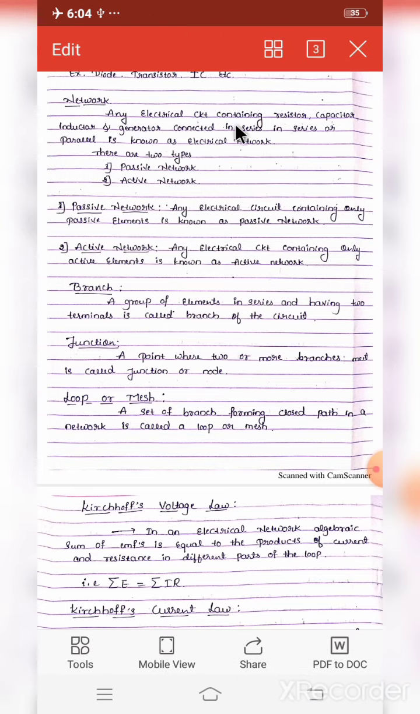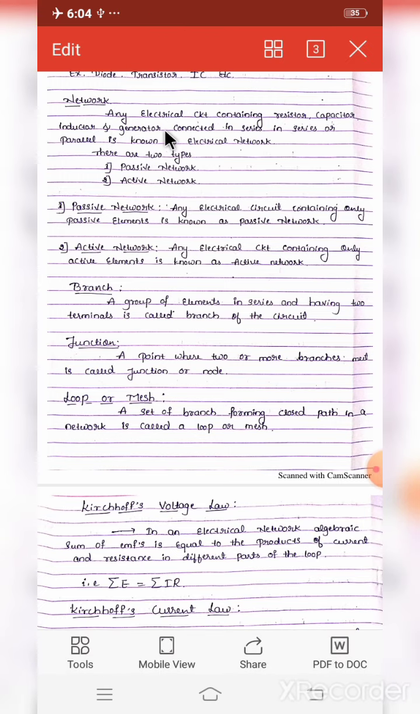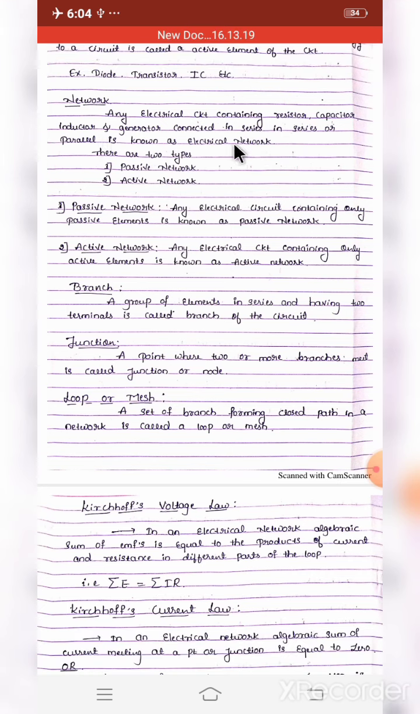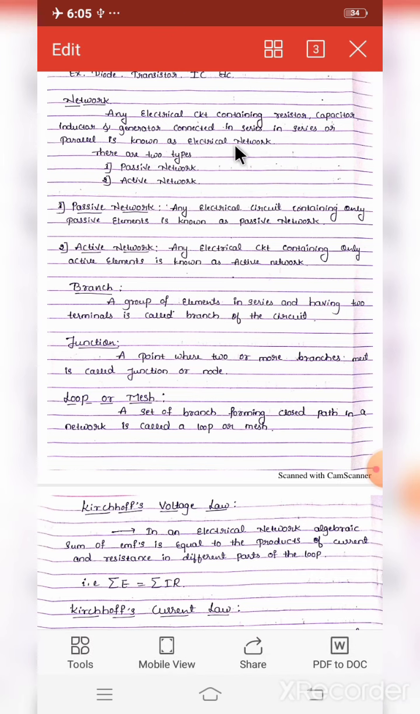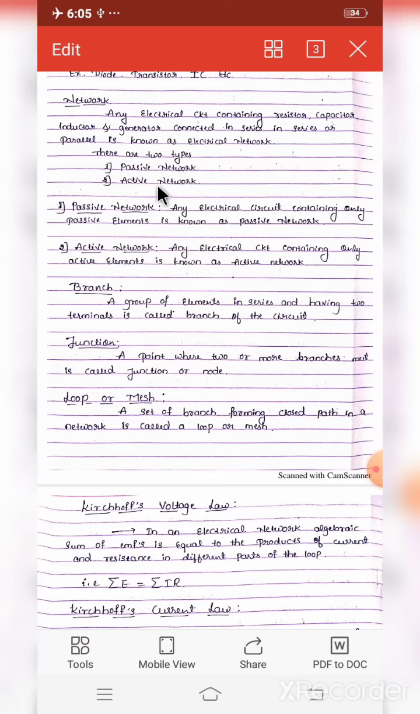Any electrical circuit containing resistor, capacitor, inductor and generator. Already all of you are familiar with the resistor, capacitor, inductor and generator connected in series or parallel, which is known as an electrical network. Resistors connected in series or parallel are known as a network, similarly for capacitors and inductors. There are two types of network: one is the passive network, another is the active network.